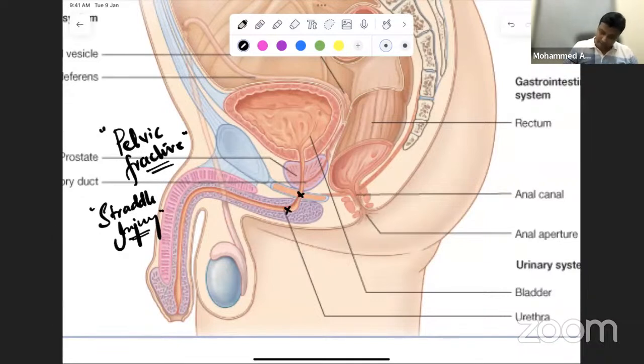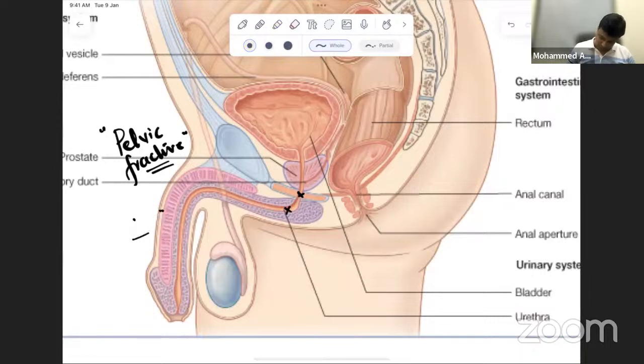Now first let me take the pelvic fracture one. If there is a pelvic fracture, then which urethra will be ruptured, sir? Membranous urethra. Please keep on answering me there in the chat box. If pelvic fracture occurs, which one will be ruptured, sir? Membranous urethra will be ruptured. Okay.